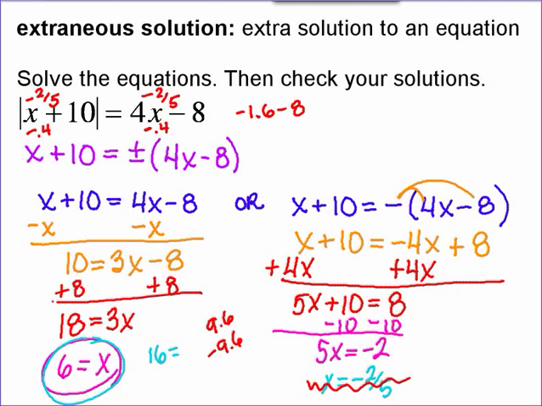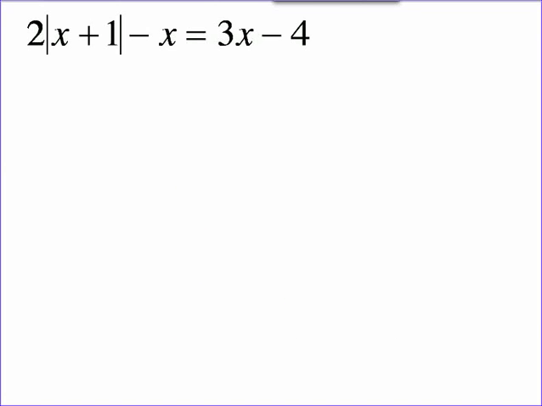Let's go ahead and look at another one. Okay. This one's a little more difficult, and the next one will be a little more difficult. They're going to be a little more involved. So up here on the board, you're going to notice I've got 2 times the absolute value of x plus 1 minus x equals 3x minus 4. This is different from the problem before. The problem before had an absolute value all alone on one side and everything else on the other. That's what we need to do here.